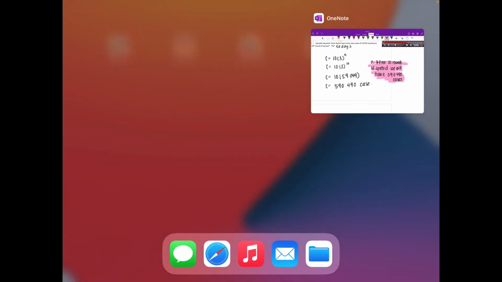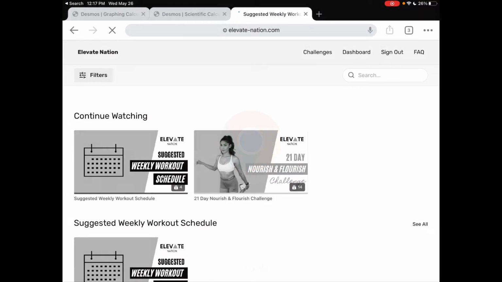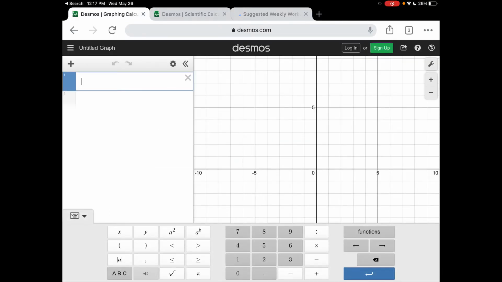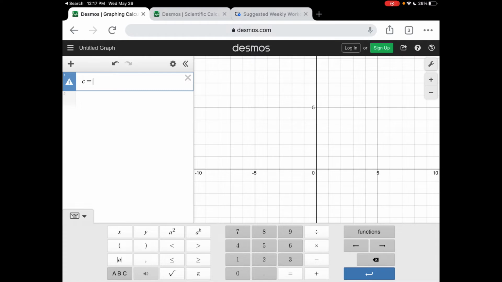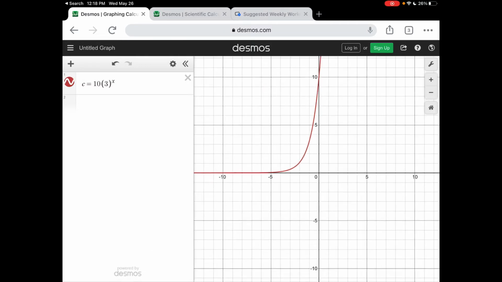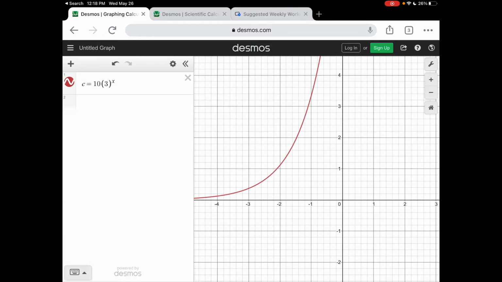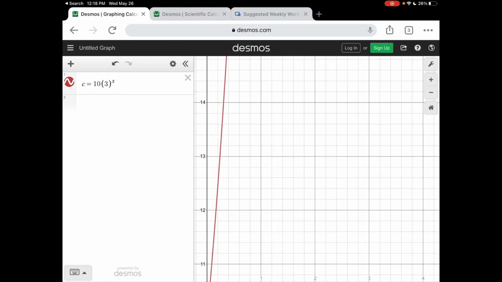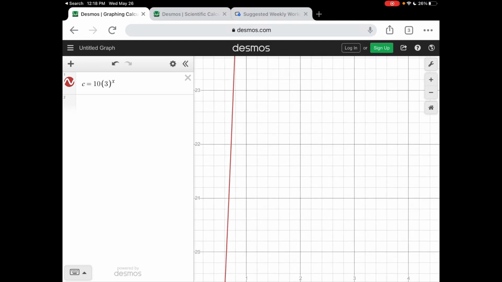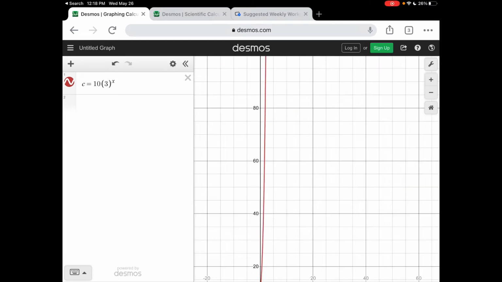You would see that there's this huge spike. I'm just going to quickly go show you. Let's go here. Let's put in our model. So it's going to be C equals 10 times 3 to the power of x, or n, whatever you want to put there. And you'll see, it starts off pretty small, right? We started off at 10 cases. We can't have negative cases, but we started off at 10 cases, but it goes up. It just shoots up to the point where it's almost like a straight line.